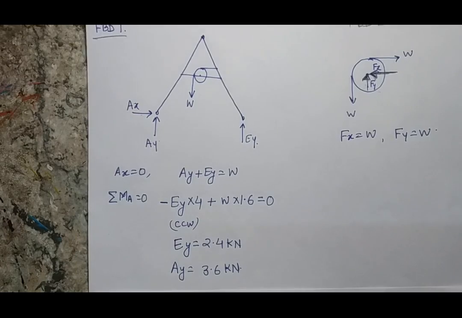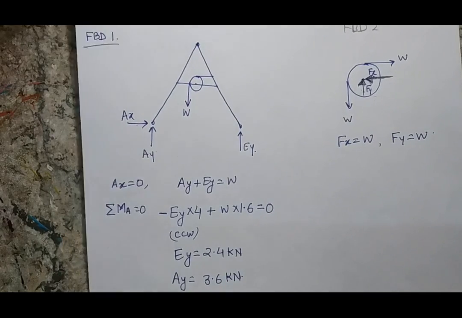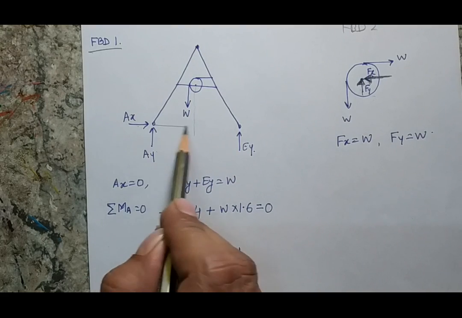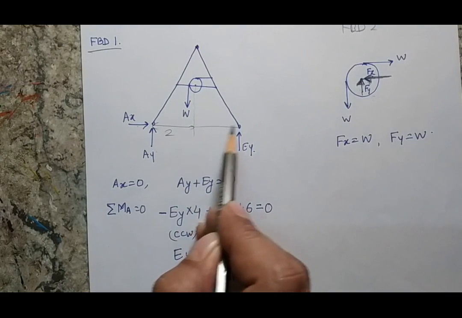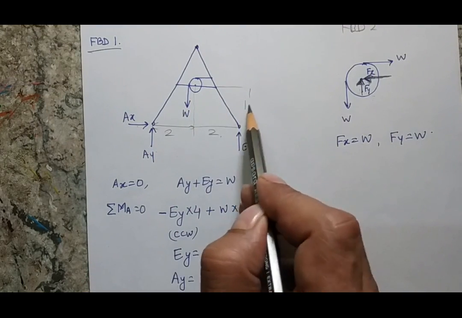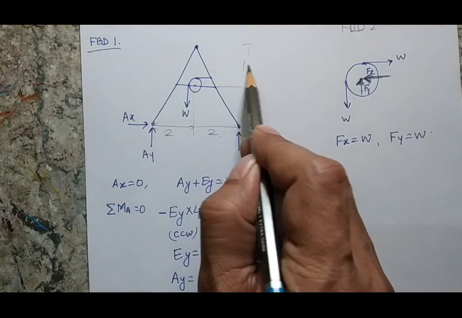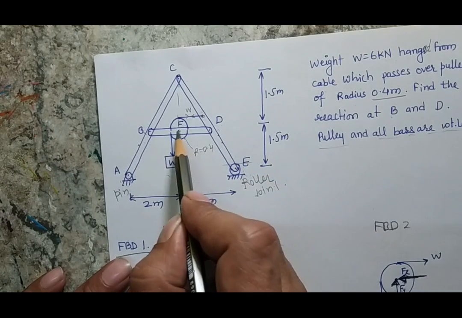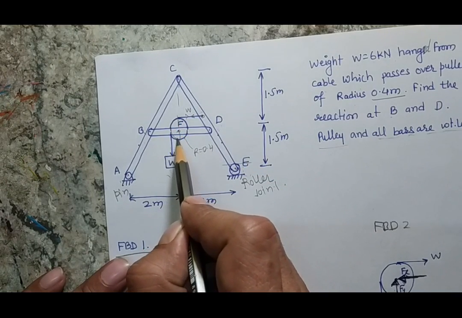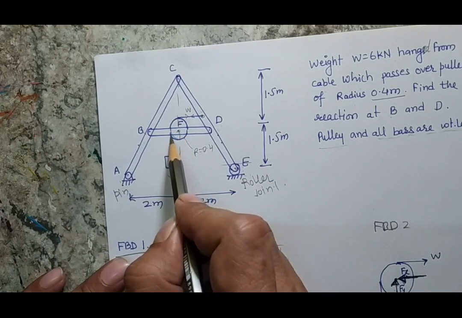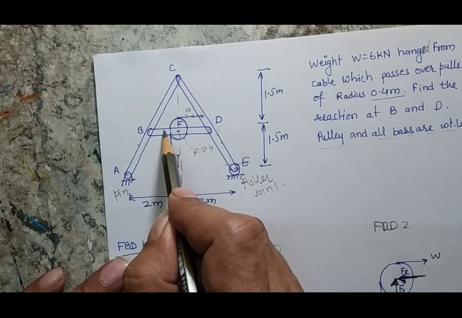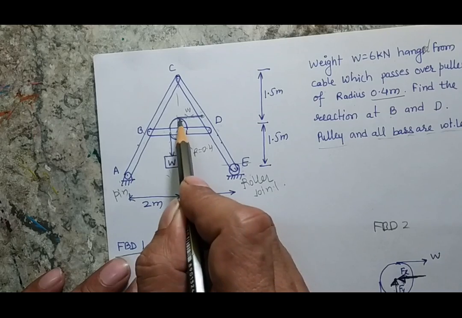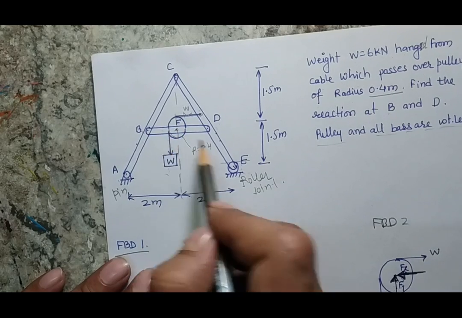When I write the equation for my first free body diagram, I know that this is 2, again this is 2, and this is 1.5, and again this is 1.5. You should be very clear that this pulley is fixed at point B, but this wire is not attached to this pulley. Only this wire is attached to this diagram.